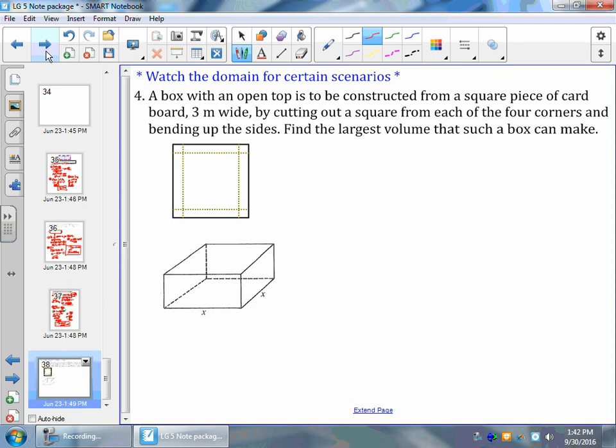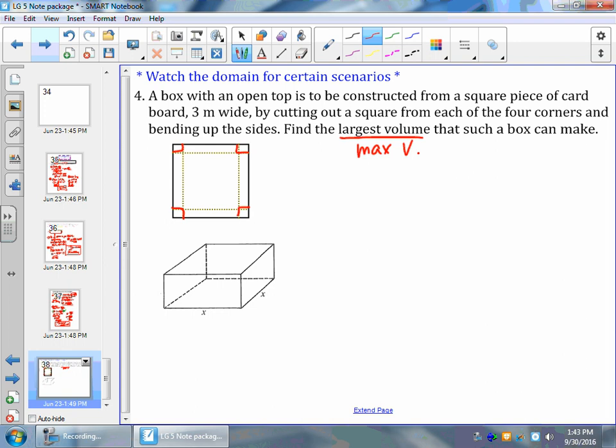It's saying for number 4, a box, again with an open top, is to be constructed from a square piece of cardboard, 3 meters wide, by cutting out a square from each of the 4 corners. So these are being cut and then bending up the side. Find the largest volume that such a box could make. So obviously we're looking for the maximum volume.